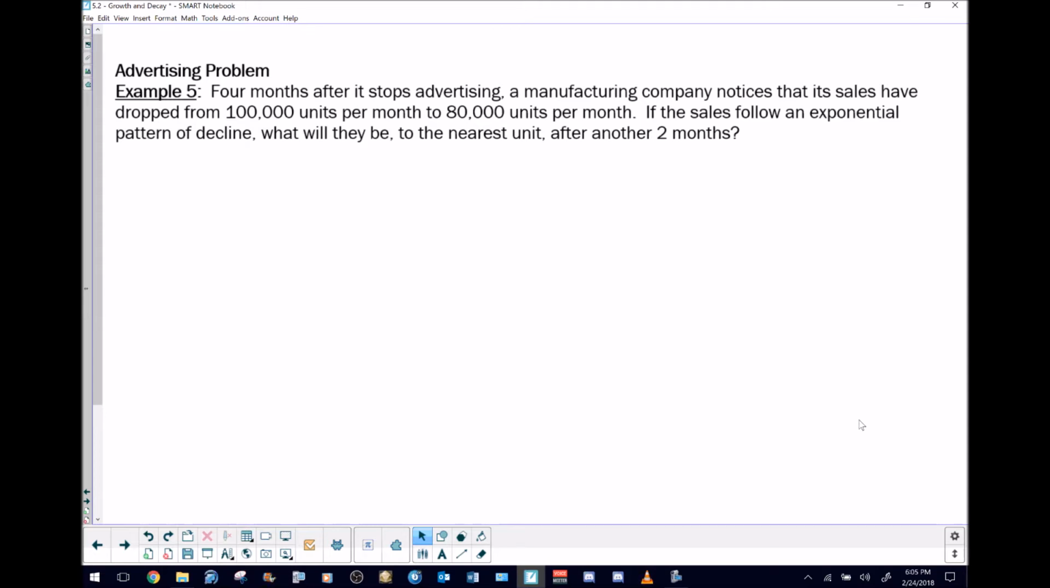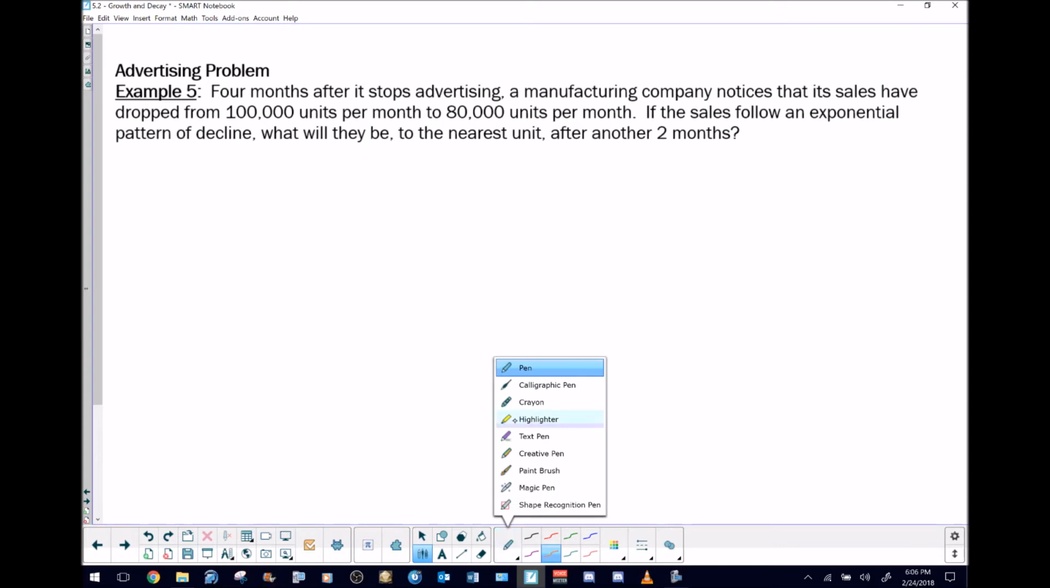Let's jump right in. It's an advertising problem. It says 4 months after it stops advertising, a manufacturing company notices that its sales have dropped from 100,000 units per month to 80,000 units. If the sales follow an exponential pattern of decline, what will they be to the nearest unit after another 2 months?